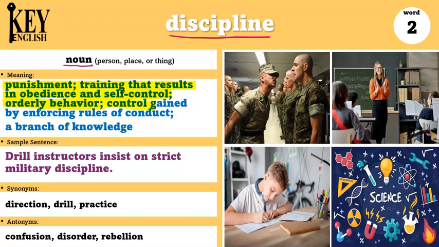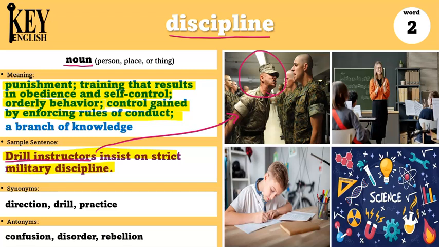And usually we get control by enforcing the rules of conduct. So if there are rules, then we follow those rules and there will be punishments if the rules are not followed. Let's look at the examples. It says, drill instructors insist on strict military discipline. So in this sentence, there is a drill instructor, which is like a teacher in the military.